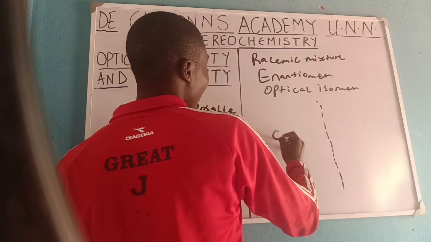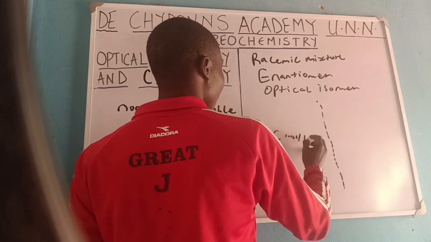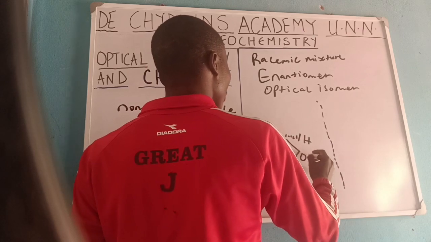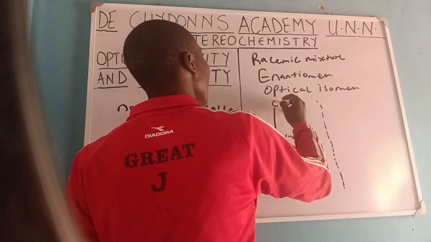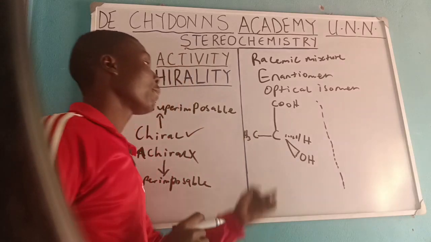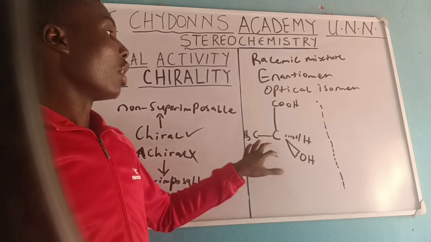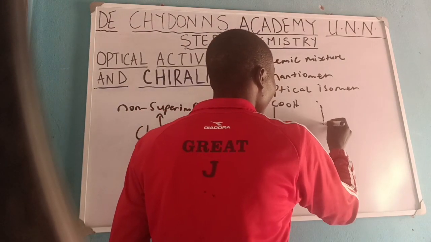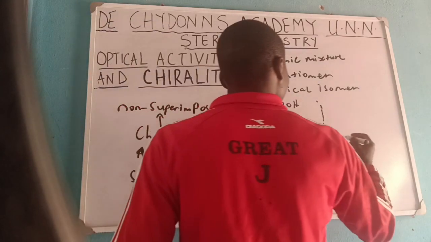So this is a carbon here, and then let's say we have a hydrogen here, an OH group here, a COOH group here, and then an H3C group here. Now this is the structure of lactic acid. Let's assume that what we have here is a mirror. So I want to draw the mirror image of this.